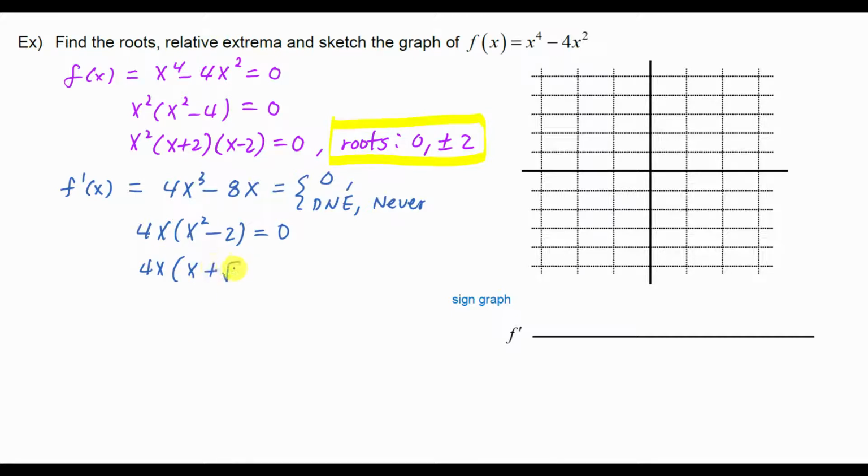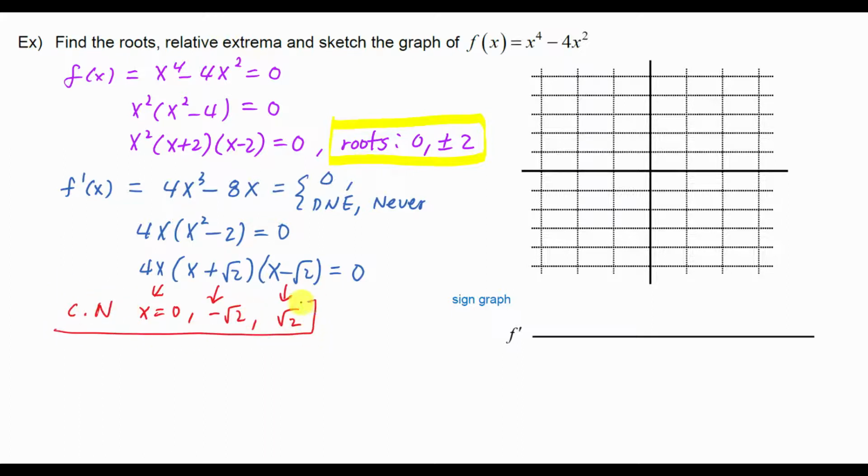This is x plus radical 2, x minus radical 2 equals 0. Or you could solve it for x squared minus 2 equals 0, so x squared equals 2, so x is equal to plus or minus radical 2. That's okay too. So anyway, my 3 critical numbers are x equals 0, x equals negative radical 2, and positive radical 2, and these are my 3 critical numbers.